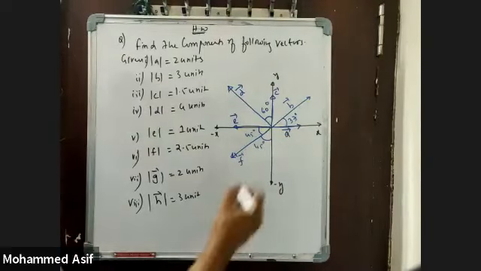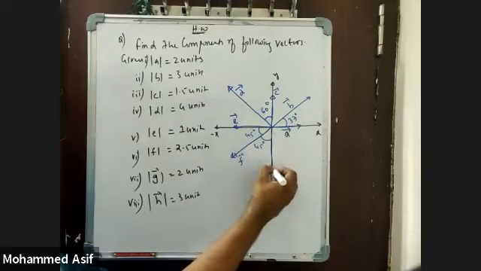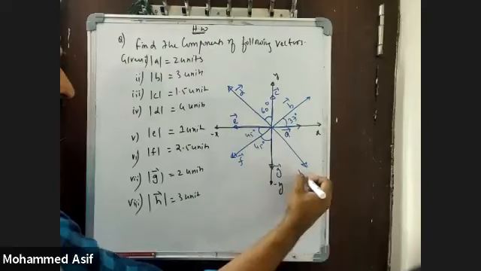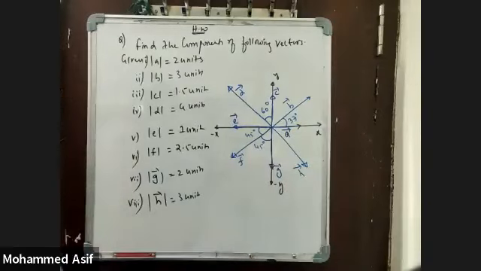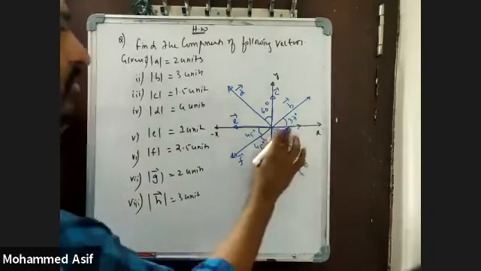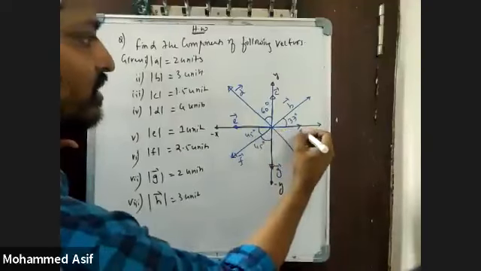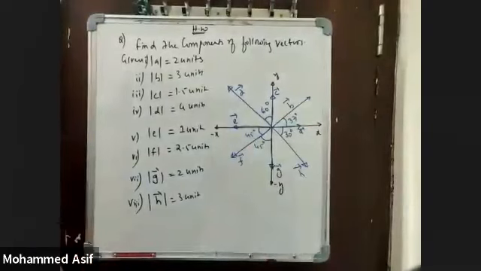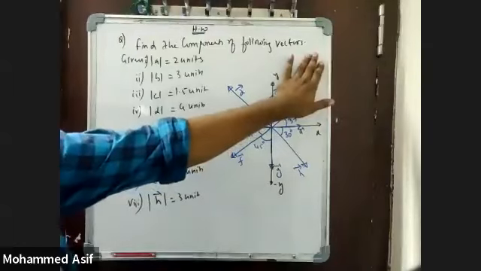And this one is vector g bar. And this is the vector h bar. And this angle here is given as 30 degrees. Got the question for everyone? Find the components of following vectors.